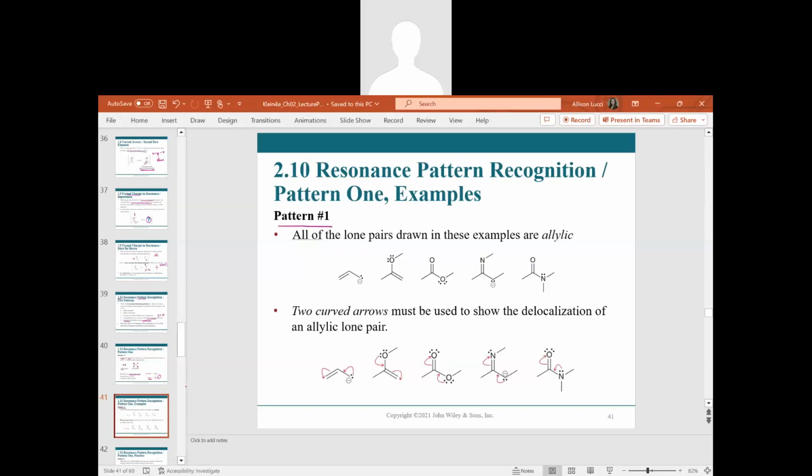So we have all of these lone pairs that are allylic. We have a double bond next to a single bond, lone pair on the end. Double bond next to single bond, lone pair on the oxygen atom. Double bond next to single bond, lone pair. So you can see the pattern, right? Double bond, single bond, lone pair, and so on. So these are all the allylic examples with lone pairs. These can all be involved in resonance, and we can see how these movements can occur.